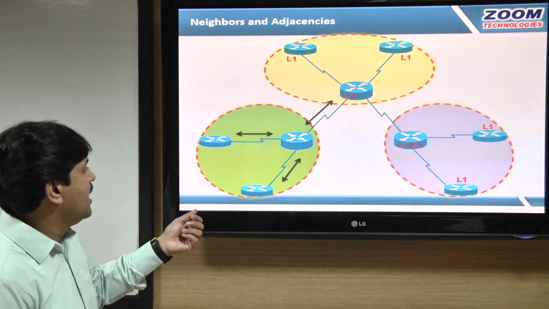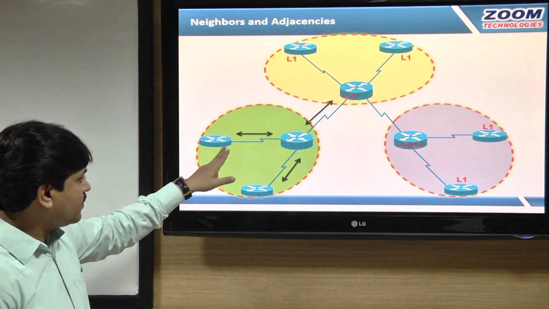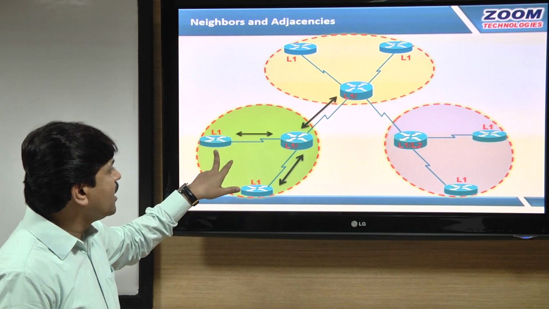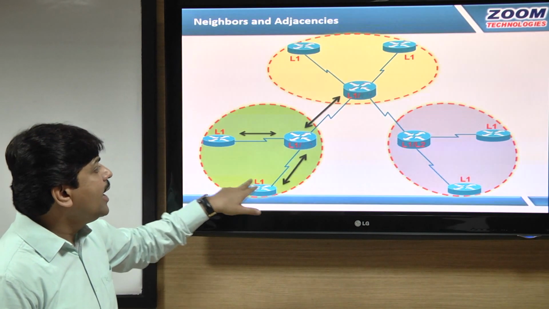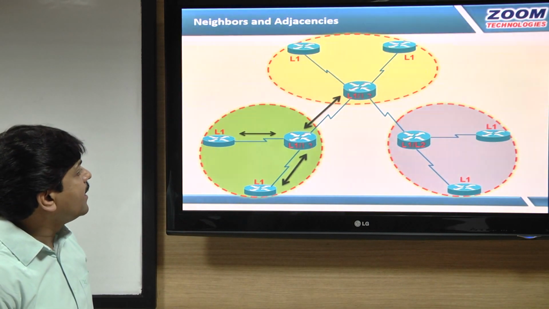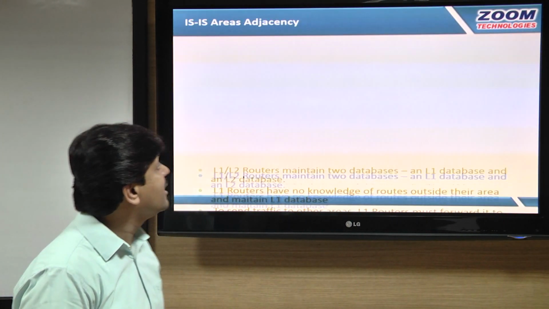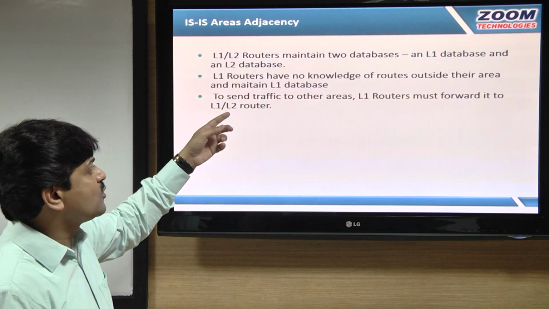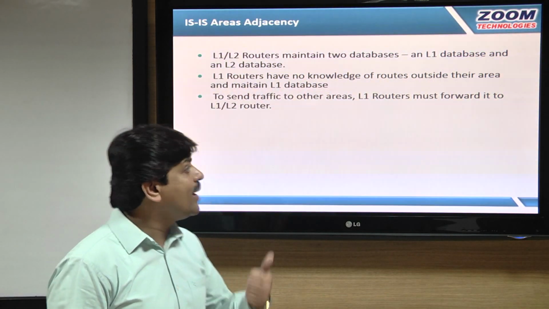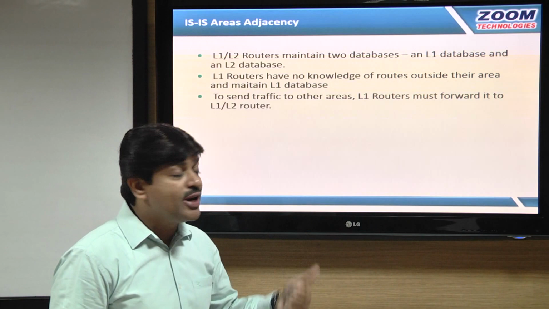So like this, an L1 router will form adjacency with an L1 router. This L1 router will form adjacency with L1. An L2 router will form adjacency with L2 routers, right? And like this, we have L1 area adjacency, IS-IS area adjacency. L1/L2 routers maintain two databases, one L1 database and another L2 database.